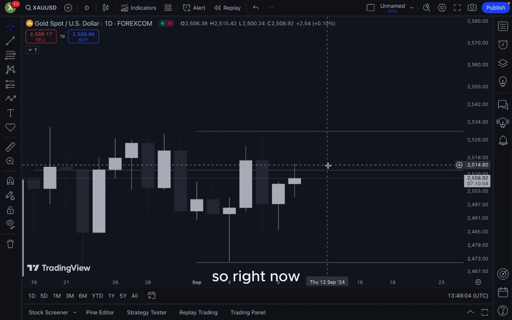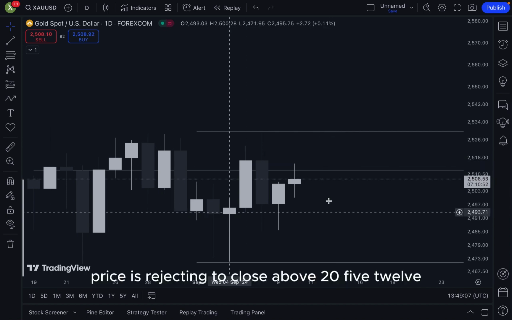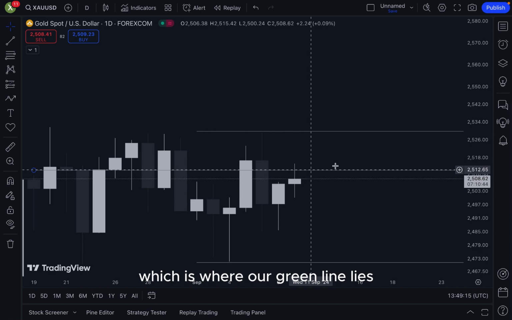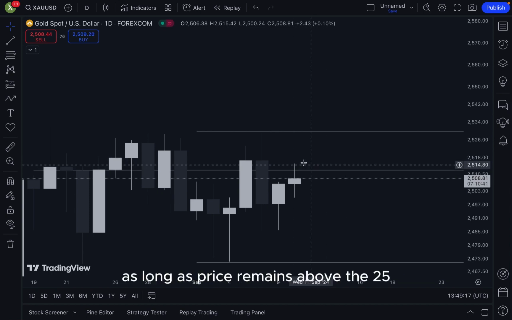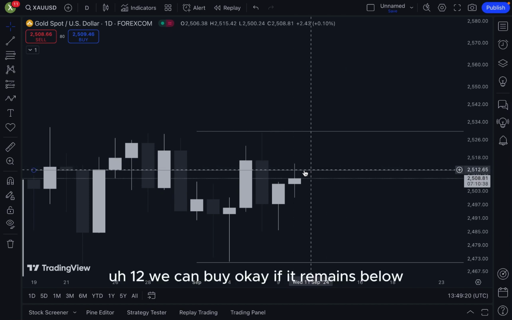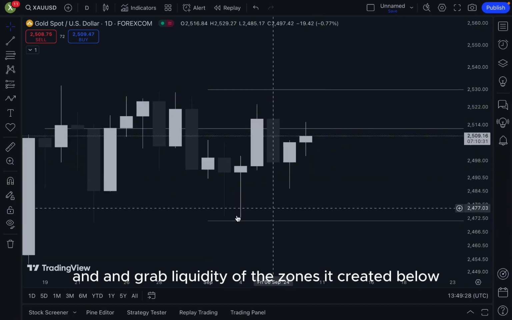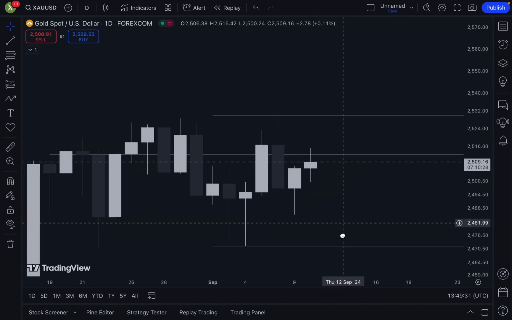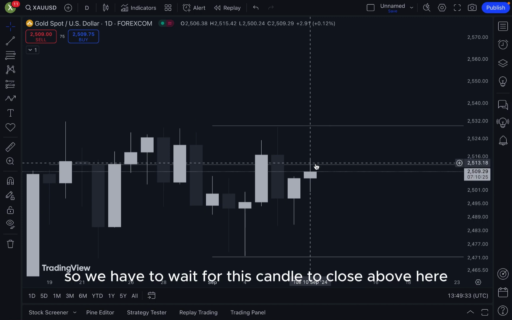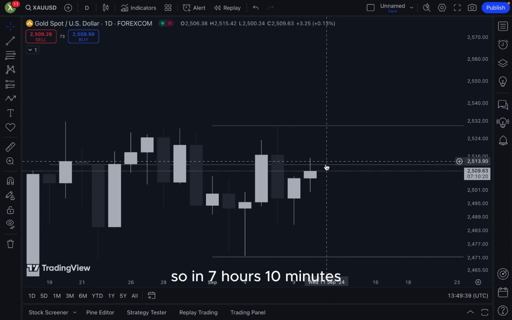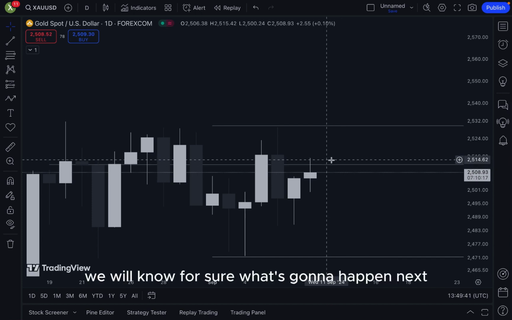So right now price is rejecting to close above 25.12, which is where our green line lies. That is our signal line. As long as price remains above 25.12, we can buy. Okay, if it remains below, it will still try and grab liquidity of the zones it created below. So we have to wait for this candle to close above here. It closes in 7 hours 10 minutes. So in 7 hours 10 minutes we will know for sure what's going to happen next.